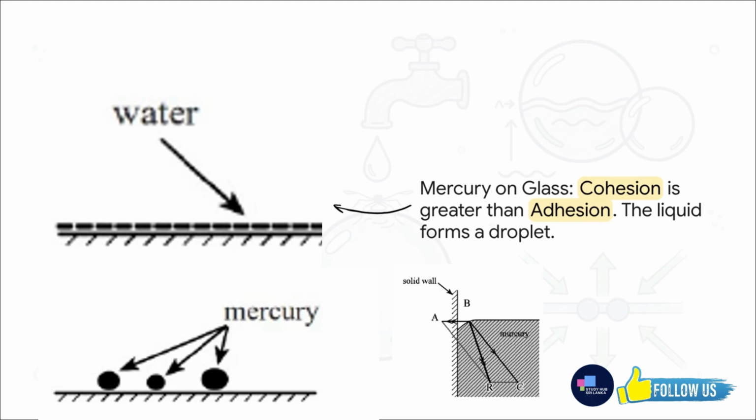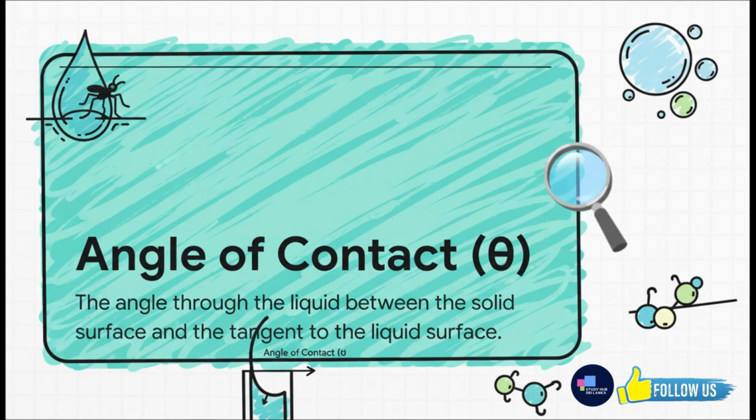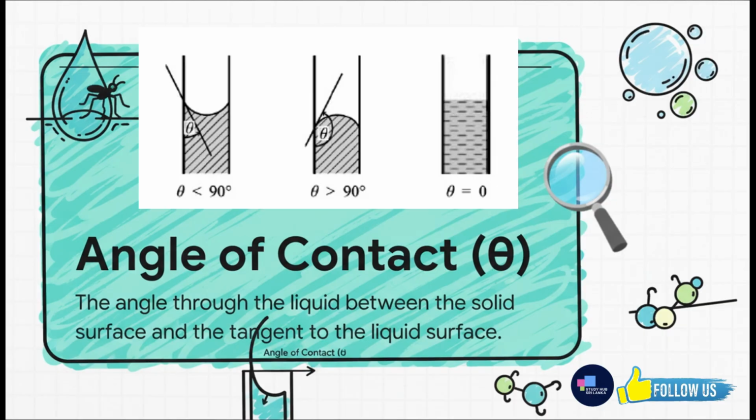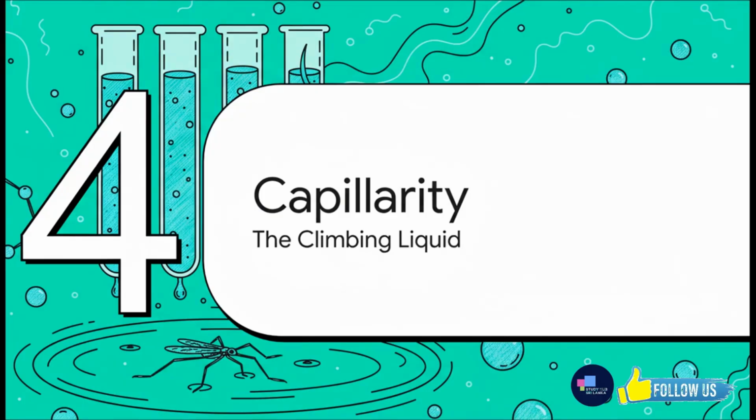with that glass surface. And we can actually measure this battle between the forces using something called the angle of contact, which we represent with the Greek letter theta. For water on glass, where adhesion wins, you get an acute angle, less than 90 degrees. For mercury, where cohesion wins, you get an obtuse angle, more than 90 degrees. So this angle is a great indicator of which force is stronger. Okay, so now that we've got a handle on this tug-of-war between adhesion and cohesion, let's see how it leads to another really amazing effect called capillarity.